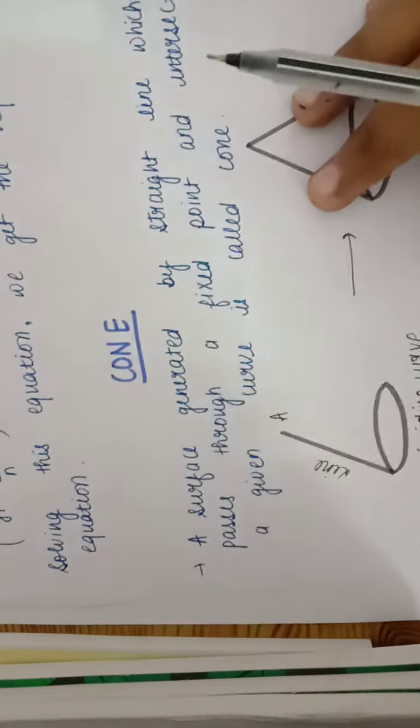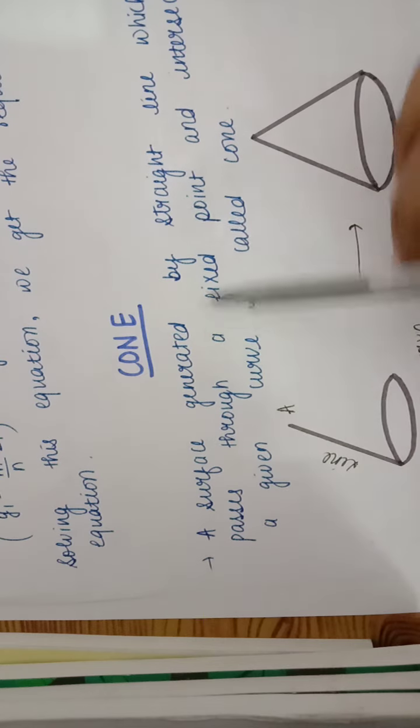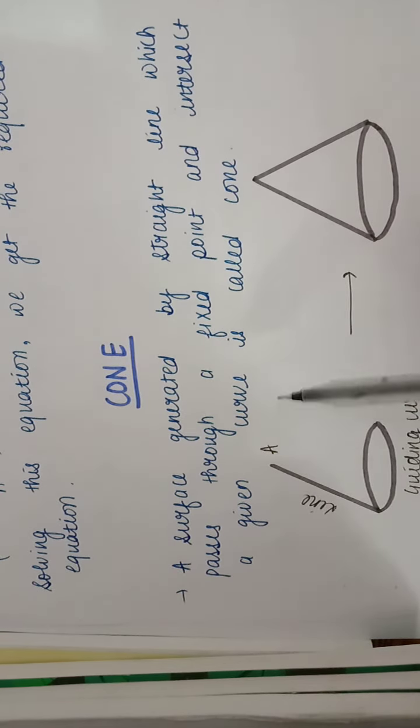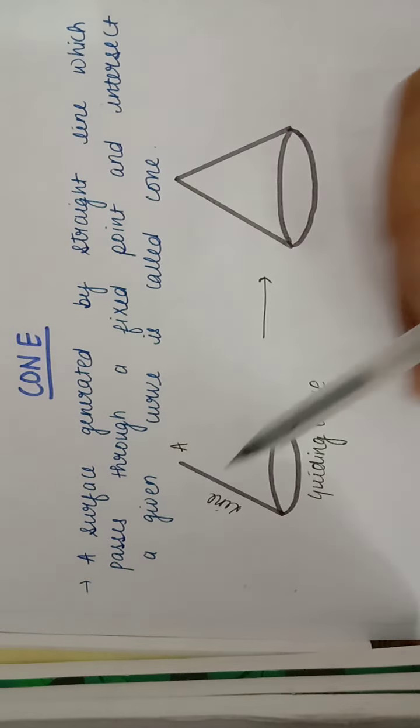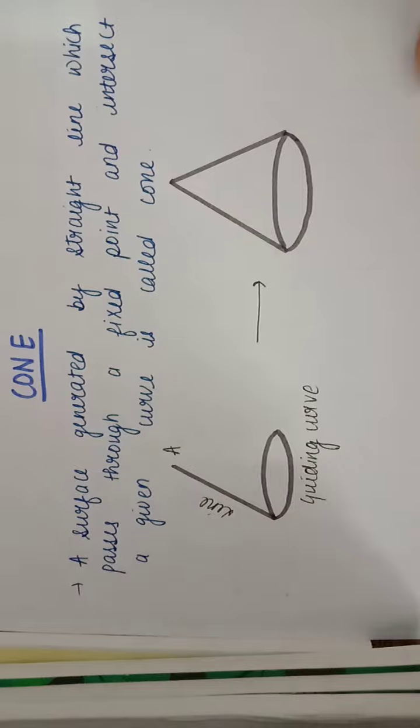Next, we know the concept of the cone. A surface generated by a straight line which passes through a fixed point and intersects a given curve is called a cone. The cone is referred from this. This is the line and this is the guiding surface.